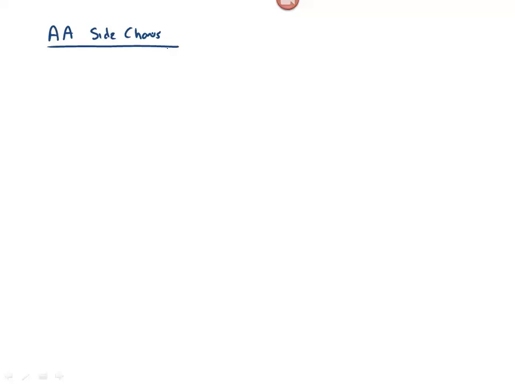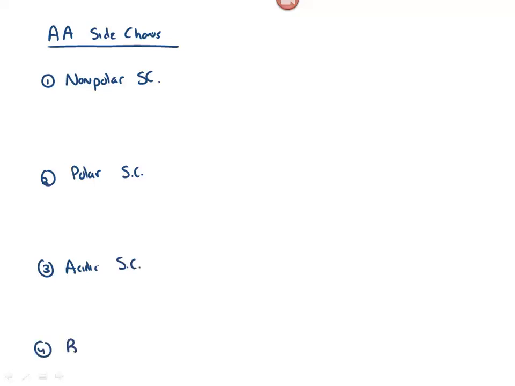There's a variety of different ways that we can divide them up. The major scheme is there's a list of nonpolar side chains. We can have the polar side chains. We can have ones that are considered acidic. And we can have our basic side chains.